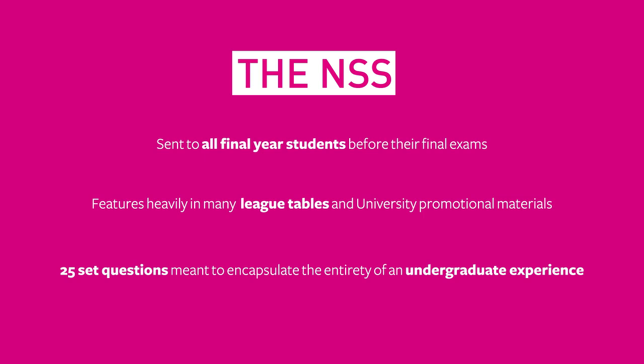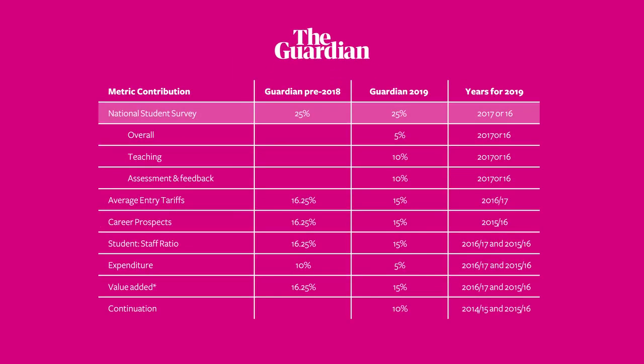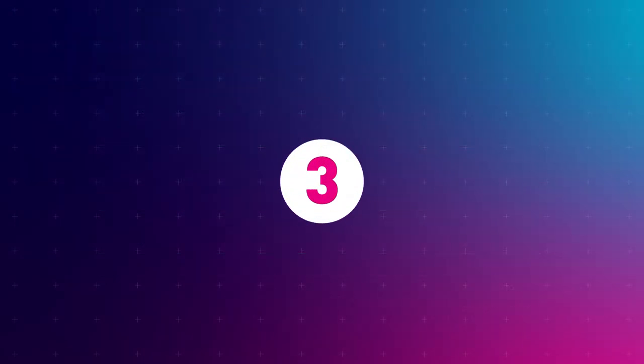The survey features prominently in a league table like The Guardian's, with around 25% of their score being made up from the NSS. Sometimes, the data used in these league tables can be 3 or 4 years old, so it's important to understand the data you are looking at and decide how well it reflects the current goals, aims and position of a university. Number 3.